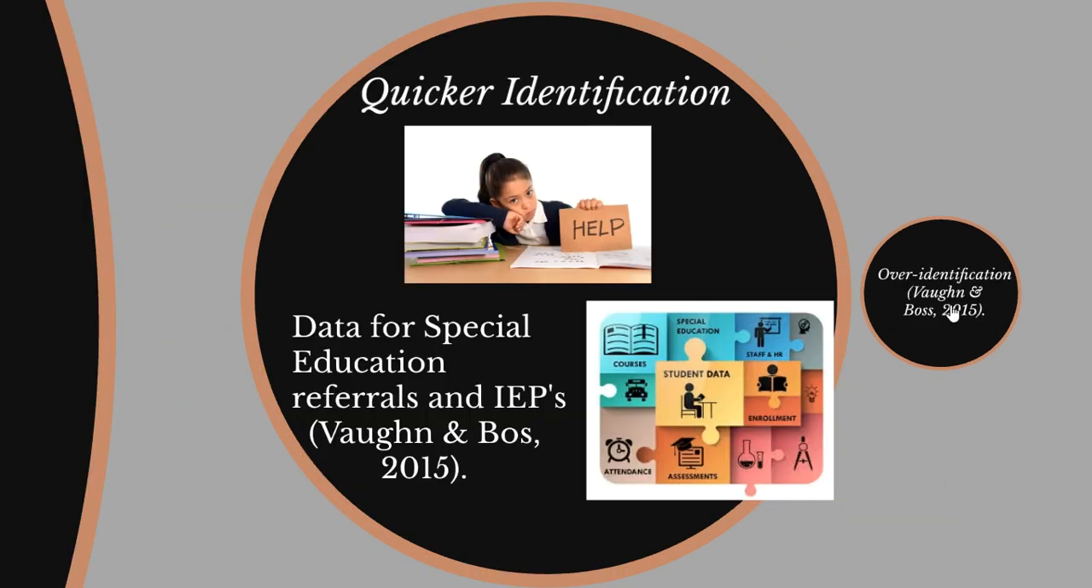RTI is beneficial to students with special needs because it identifies those with learning and behavioral disabilities quicker, and it attempts to help these students sooner. It also provides students with disabilities data that can be used for special education referrals and IEP planning. Finally, it attempts to eliminate the problem of over-identification of minority and ESL students. In the past, when IQ tests were used, these students were often over-identified as having disabilities when they did not have any disability at all.